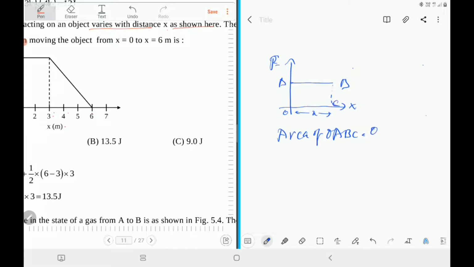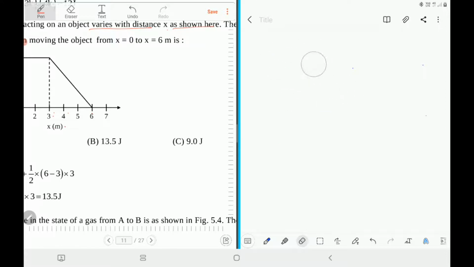It's length into breadth. Length say OC, breadth OA. Length is X displacement, and OA is force. What is force multiplied by displacement? This has the unit of work, that is joule. That's why it is work done. So the area bounded by the force displacement curve represents work done. Similarly, in a velocity time graph, area represents displacement. For different situations use different types of graphs, and the area and slope have different meanings. You need to remember them.